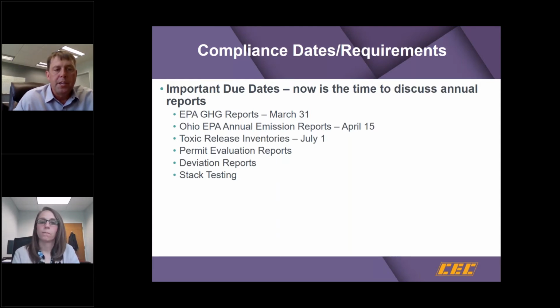And then along with the deviation report, you could have the semi-annual deviation reports, as I mentioned earlier, for Title V, and you also have your annual compliance certification for your Title V permits as well. So there's a lot of stuff to do on the compliance side and the reporting side, and it's always one of the big hang-ups for people, the reporting part of it.